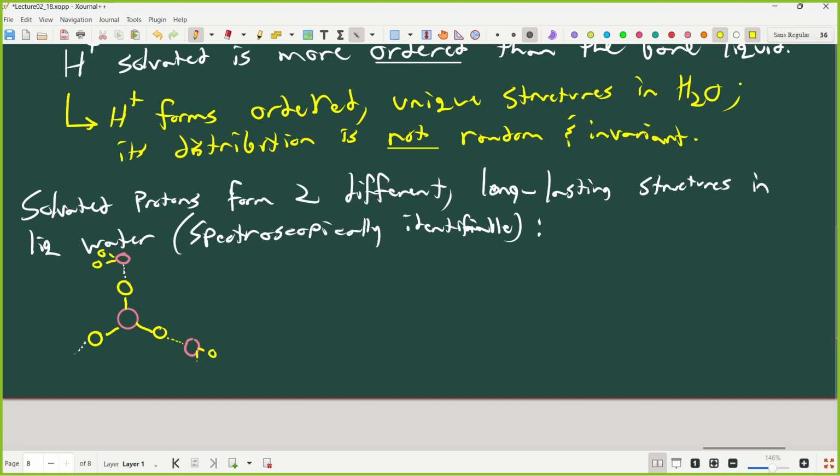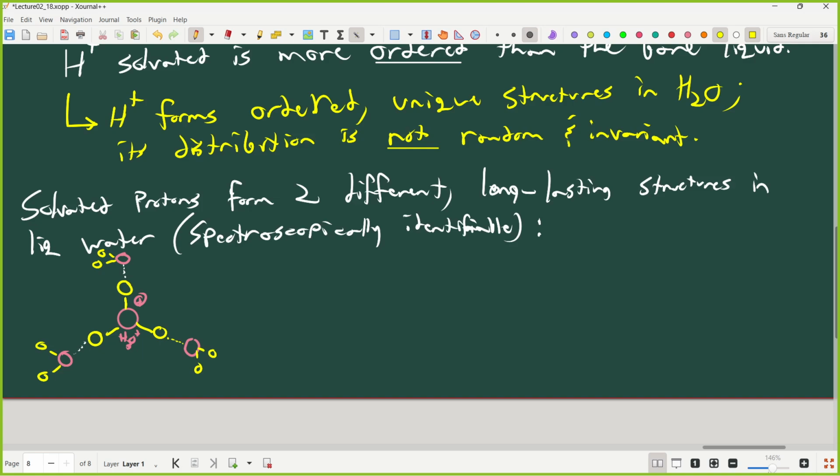One structure it forms looks like this. So you have this H3O plus in the middle. This is H3O plus, and it's hydrogen bonded to 3 waters. This is the classic H3O plus structure that you see. When you think about H3O plus, the structure is actually 3 molar equivalents of waters around it at all times, stabilizing the cation like this.